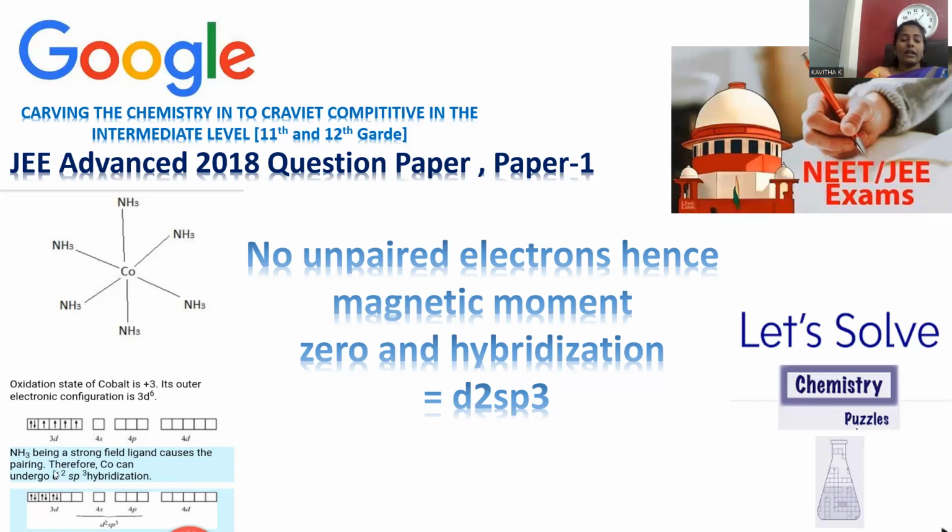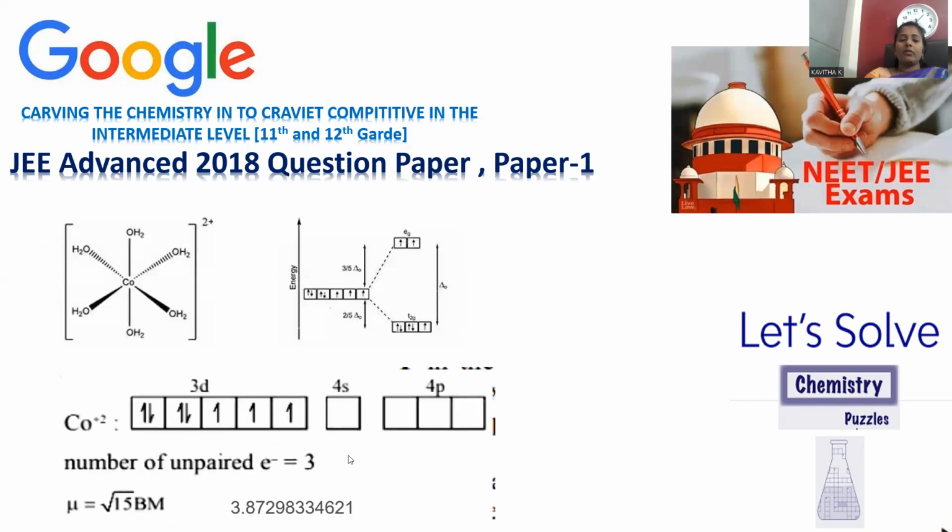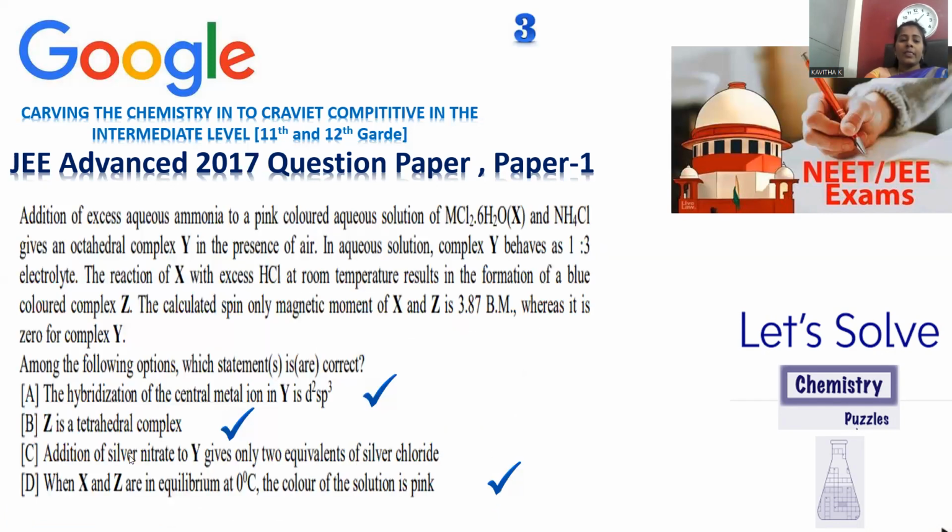If you calculate the magnetic moment, it will be 0. There are no unpaired electrons, so no magnetic moment. This is the way. d2sp3 is the correct one.